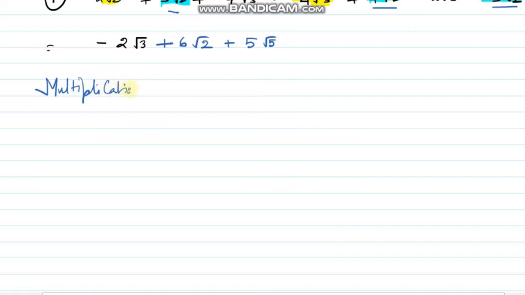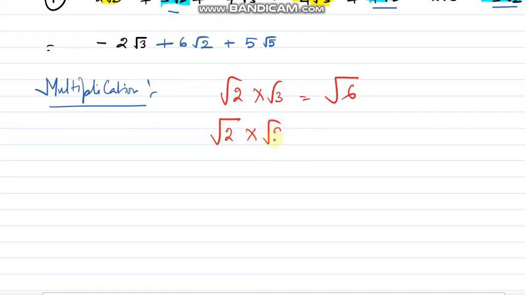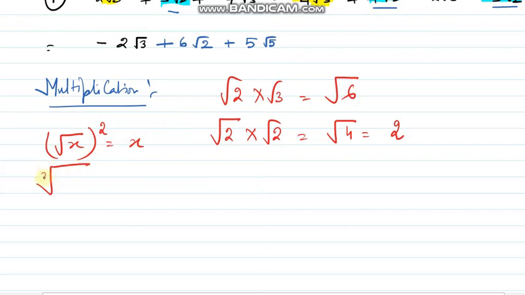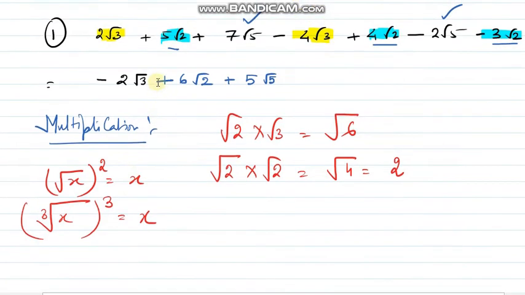In multiplication, if I have root 2 into root 3, that will become root 6. If it is root 2 into root 2, that will be root 4, which is ultimately equal to 2. So we can write that the square root of x, whole squared, is equal to x. Similarly, the cube root of x, whole cubed, will also be equal to x, right? So that's the case of multiplication.